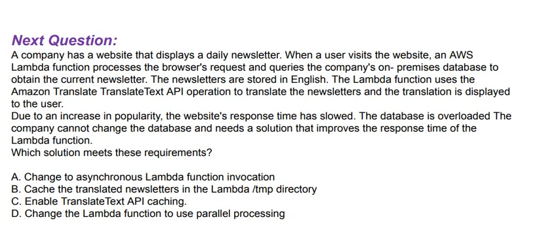Due to an increase in popularity, the website's response time has slowed. The database is overloaded. The company cannot change the database and needs a solution that improves the response time of the Lambda function. Which solution will meet these requirements?